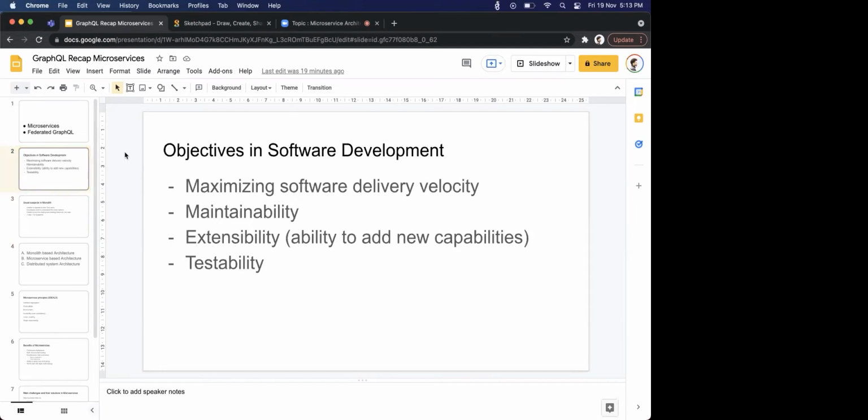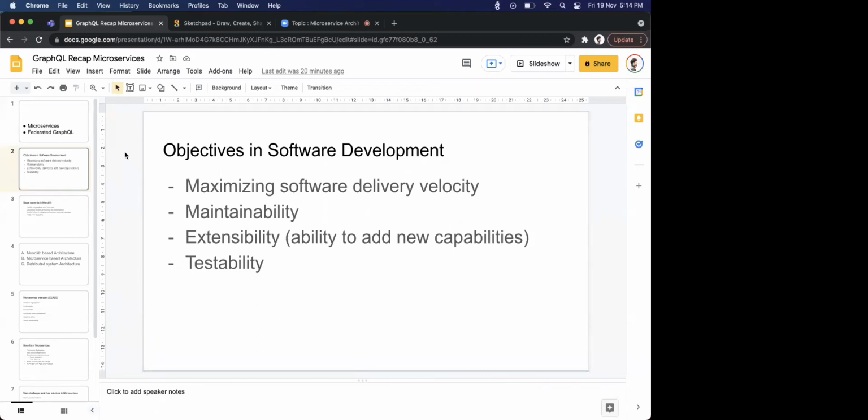And other than that, we need to understand why we need to move to certain architectures. So these are the main objectives in software development usually. We want to maximize our software delivery velocity. We want to ship things faster. Along with that, we should be able to maintain our code and services and availability in the long run. And also the third thing is extensibility. So we should be able to add new capabilities.